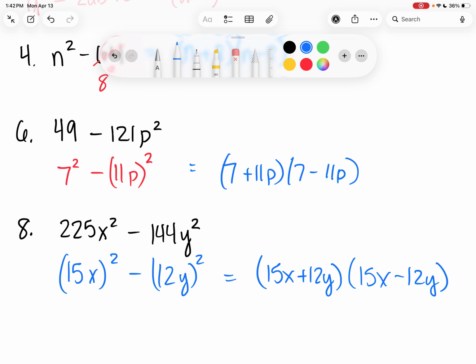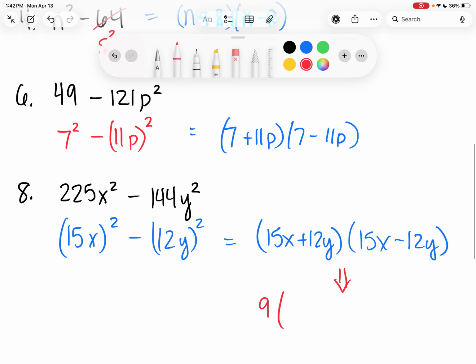Now, what I'm going to tell you is because both of these things have a 3 in them, they would take a 3 out of each of these and factor that out to end up having 9 times all of this. I would be content with you leaving it here, but just for your reference, the book would take a 3 out of this and a 3 out of this and end up giving you 9 times 5x plus 4y times 5x minus 4y. So this is the way the book is going to write it. But again, I'm fine with you leaving it the way that it is in blue.